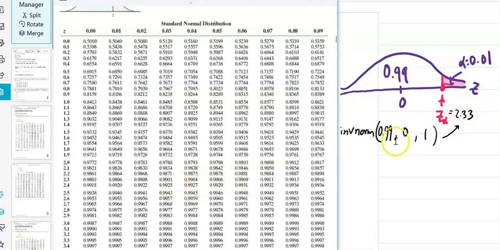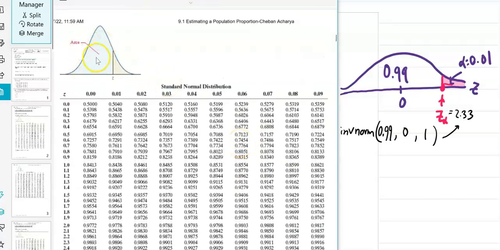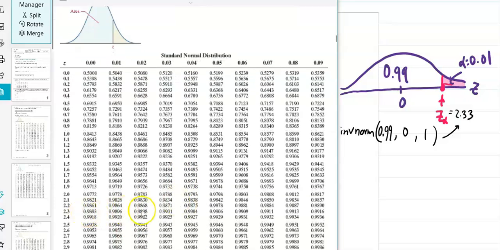Again, to find the critical value using a table, you have to use the left area, because this chart shows the area on the left, like 0.99. So I'm looking for 0.99 here, close to 0.99. We don't have exactly 0.99. So the critical value is going to be 2.3, and you go up here to 0.03. You add 2.3 and 0.03, you get 2.33.